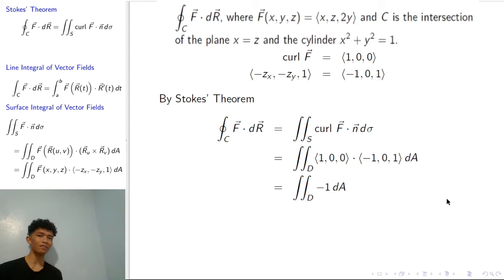Note here that we have a constant integrand, and for double integrals, when this is the case, you just multiply that constant with the area to get the evaluation. And the area of that projection, that circle of radius 1, is, of course, pi. And here we'll have, for the next line, negative 1 to be multiplied by the area, of course, which is pi, the area of D. So our final answer should be negative pi.